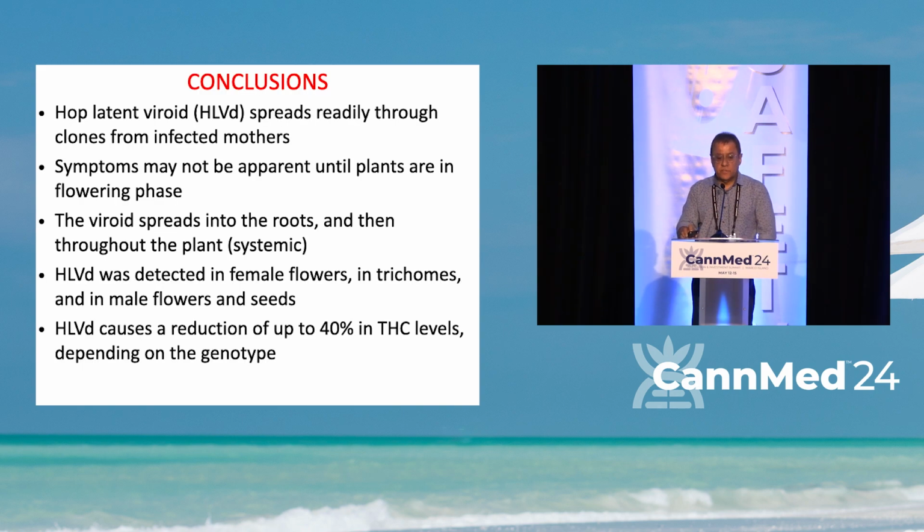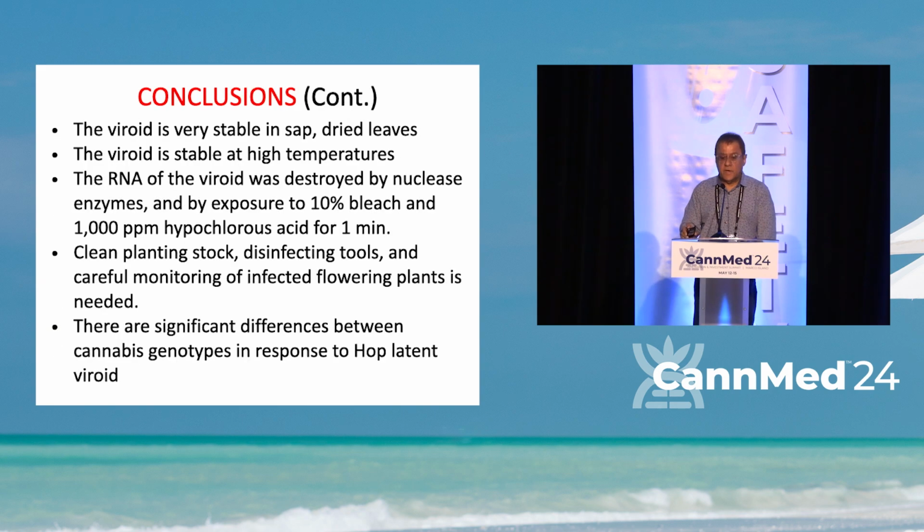Okay, so conclusions. This viroid spreads extremely well through cuttings. It spreads to the plant, becomes systemic. It's present in female flowers. It's present in trichomes. It's present in male flowers. It's present in seeds. It causes a huge reduction in THC levels. It's very stable in dried leaves. It's stable in sap. And the only way we could destroy the RNA was exposure to 10% bleach and 1,000 ppm hypochlorous acid for a minute. So disinfection of tools are going to be relying on these two particular chemicals in particular.